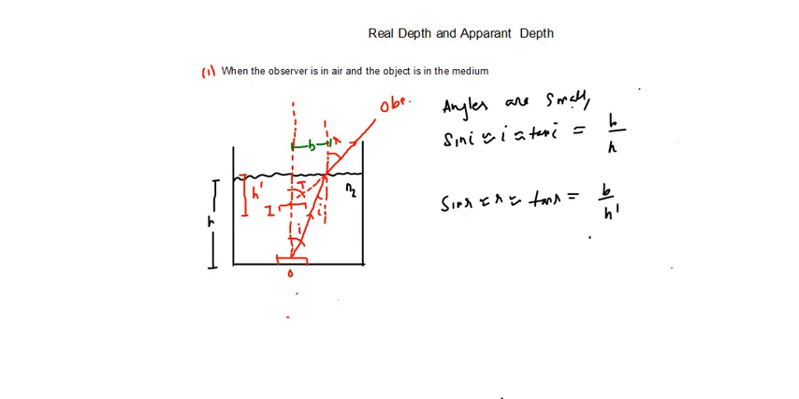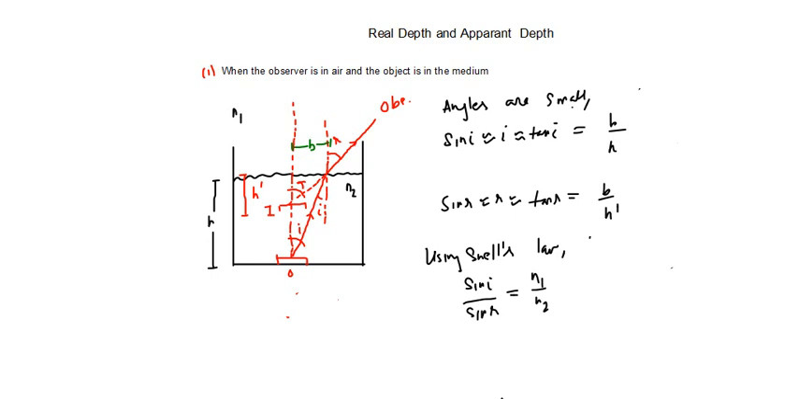Fine. Now using Snell's law, sin I by sin R will be equal to, remember, I have told you earlier that in the numerator it will be the second medium in which the ray is going into. In this case the second medium is N1, which is air. So this must be N1 by N2.